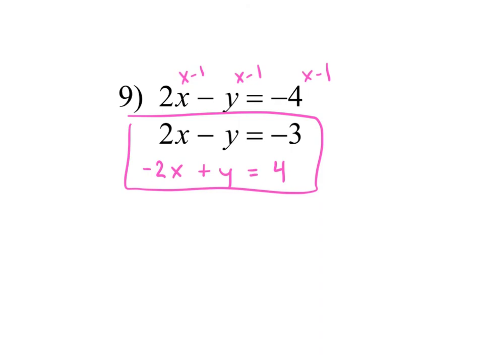Now I can combine the terms. So what's 2x minus 2x? 0. What happens to our y's? They cancel. And then what is negative 3 plus 4? 1. Is 0 equal to 1? No. So what would our answer here be? No solution.